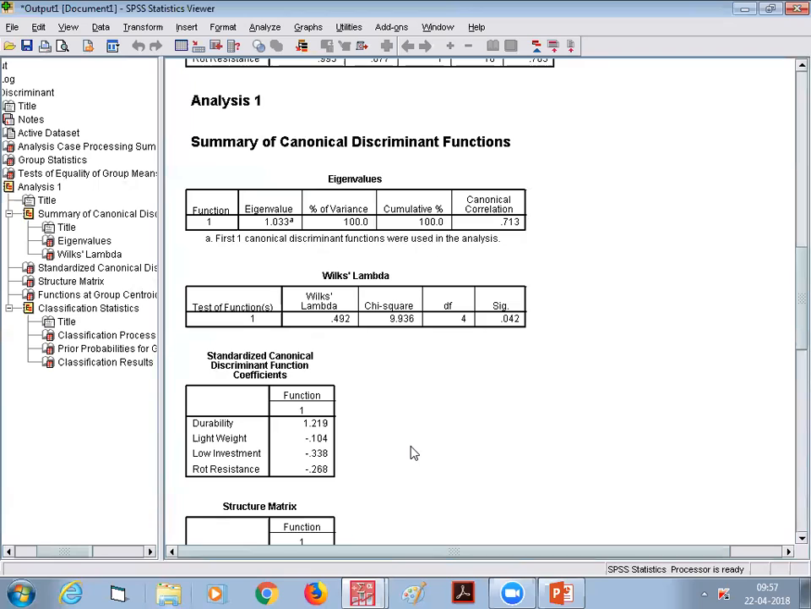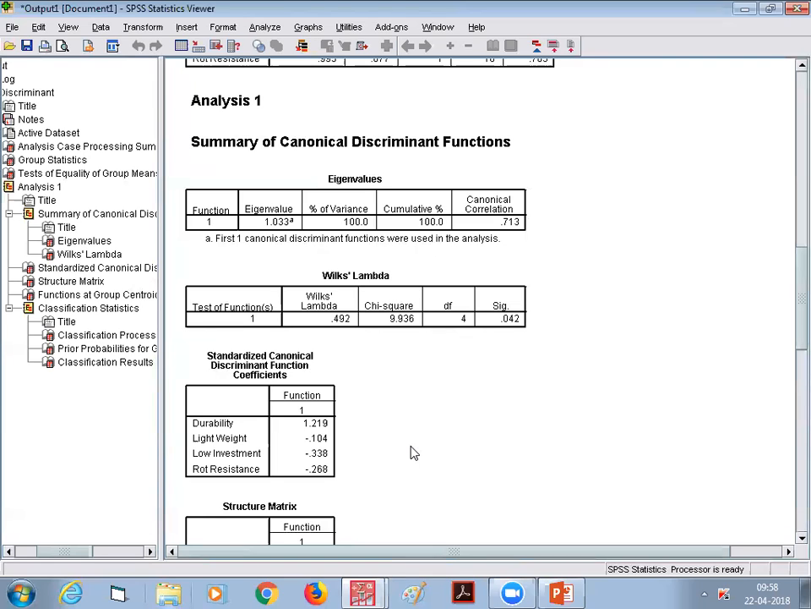What does it mean? Durability increases the probability of a customer becoming a buyer, whereas a negative coefficient makes him a non-buyer. So the probability increases when the durability value increases. These are inversely related. That means the negative variables help to classify the customer into the non-buyer group, whereas durability helps to classify into buyer.